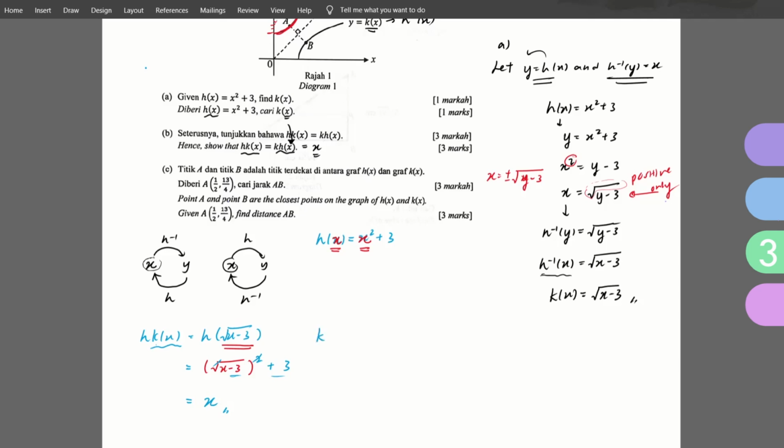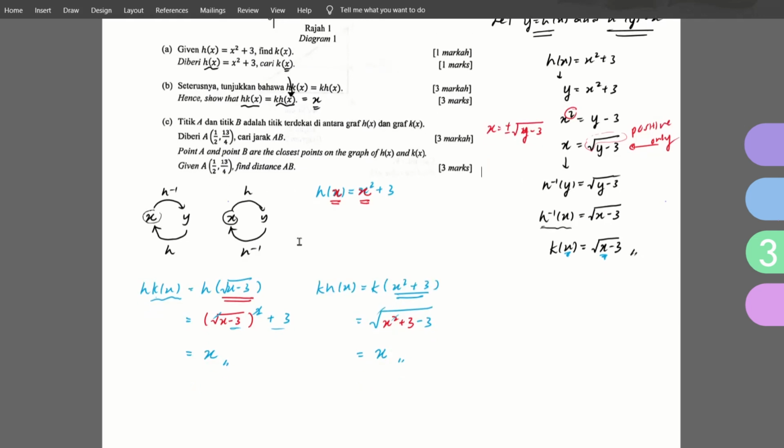If I use the other way around, as you see, the 3 can cancel off, and our square root and square cancel each other. So the final result will also be x. So we have shown that for these two functions, the result is the same, which is x.